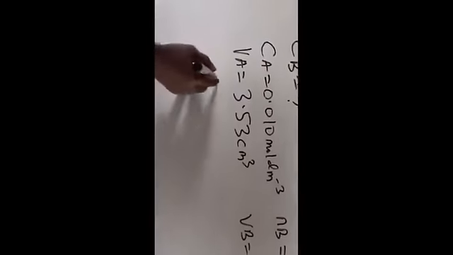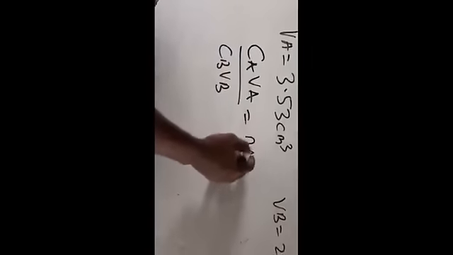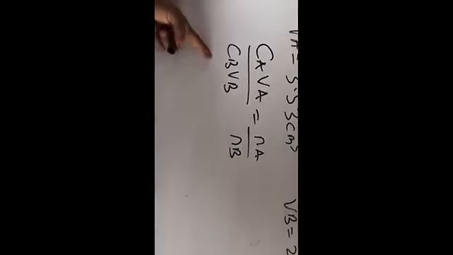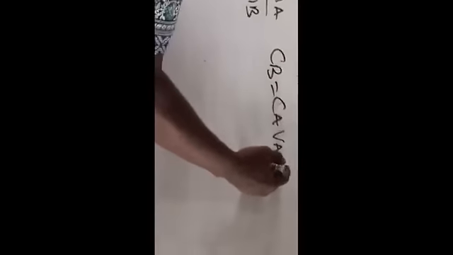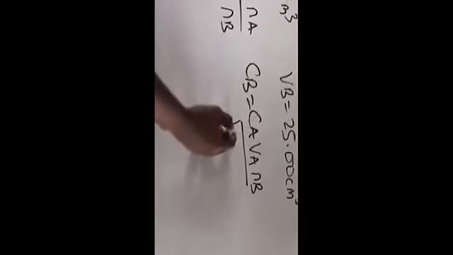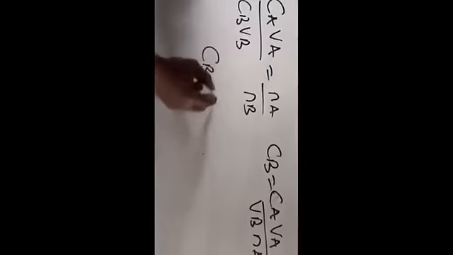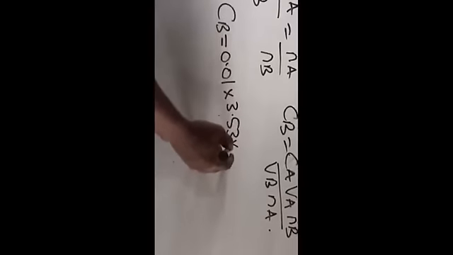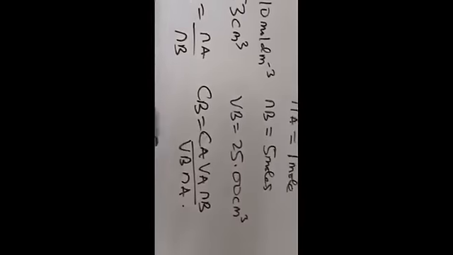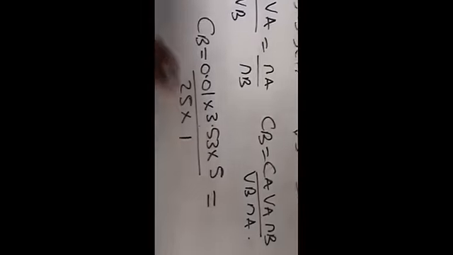So since we know Ca, we don't know Cb. We use the general titration formula that says CaVa all over CbVb equals Na over Nb. We'll go ahead and make Cb the subject of the formula. Cb becomes equal to CaVa multiplied by Nb all over Vb times Na. We now make our substitutions. The value of your Ca is 0.01. Your Va is 3.53. Your Nb is 5, all over. Our Vb is 25. Our Na is 1. Please help us with the value.